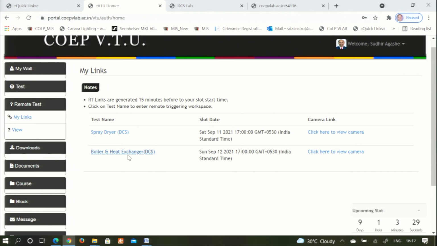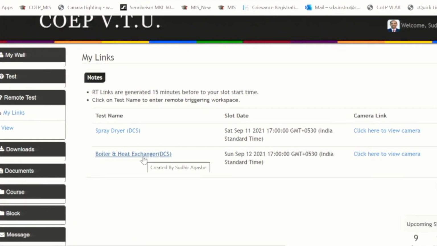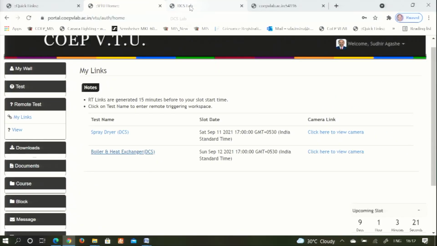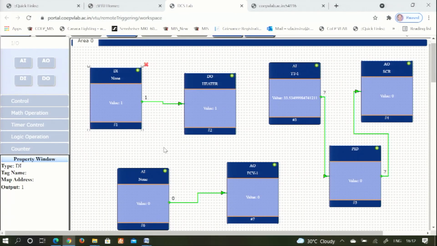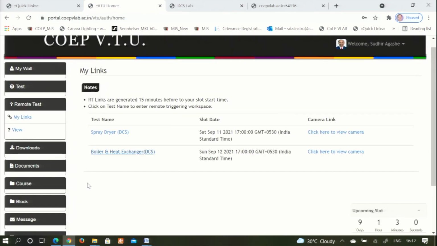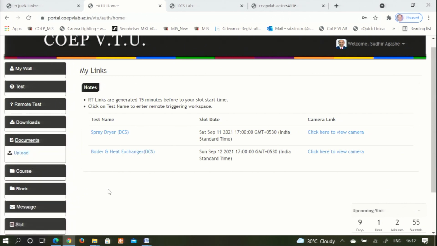Now, if you click on the boiler and heat exchanger pilot plant, you will go to this screen. This is nothing but a control system which is going to operate this plant for you, and you have to develop the logic for that. That means you need to know how the plant works. From where will you get that information? If you go to these documents, they are available for you.